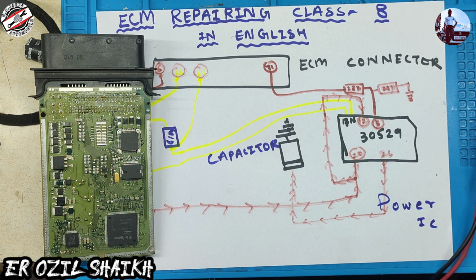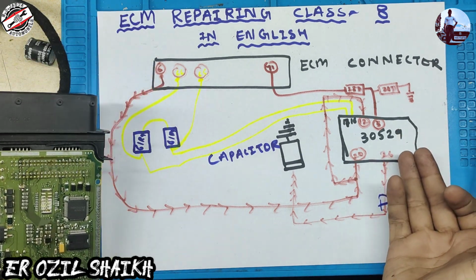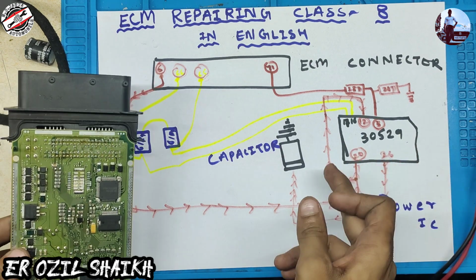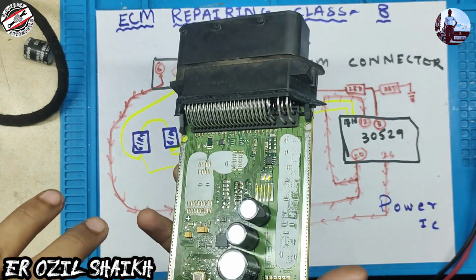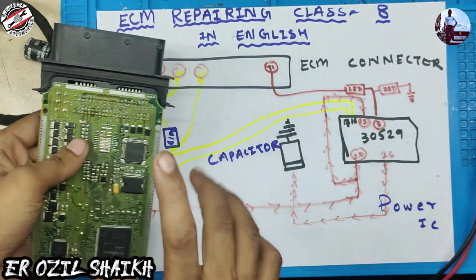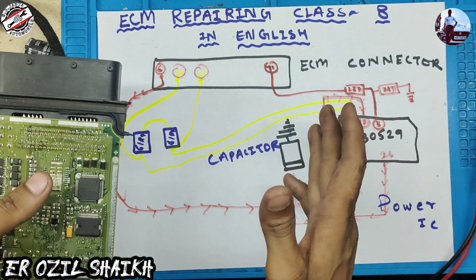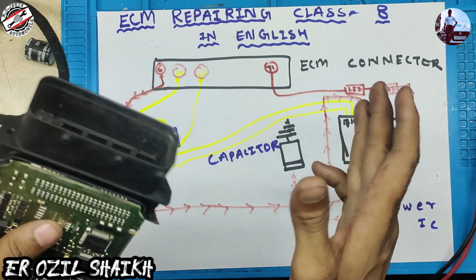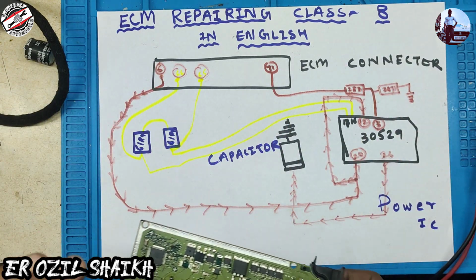Today's class is ECM repairing class 8 in English. Today I am going to start the Power IC 30529 explanation in English and also in board practical. We have an EDC17C04 ECM. In this ECM we will discuss how power is created and how CAN communication travels through which IC. So now we will start here.